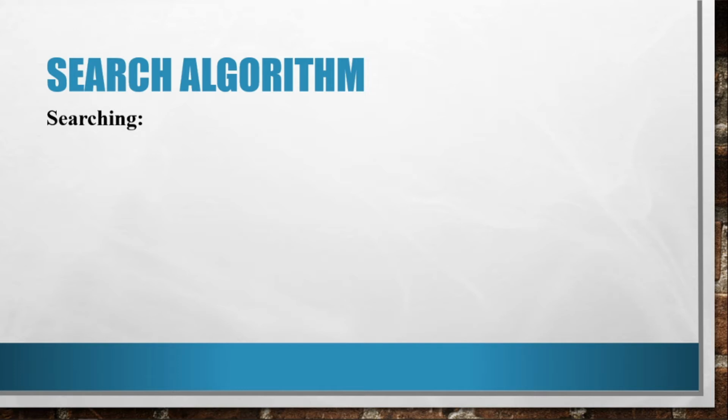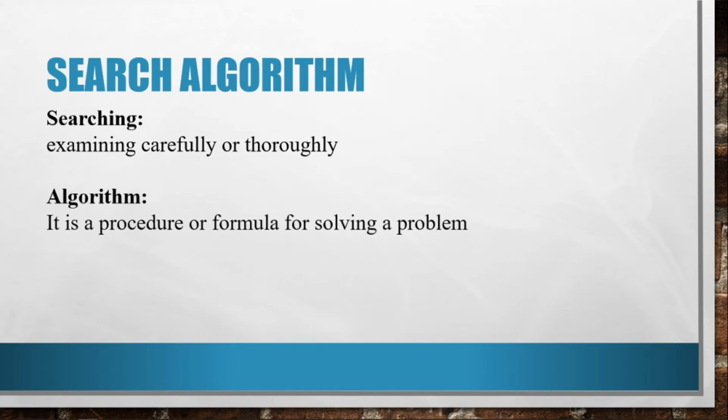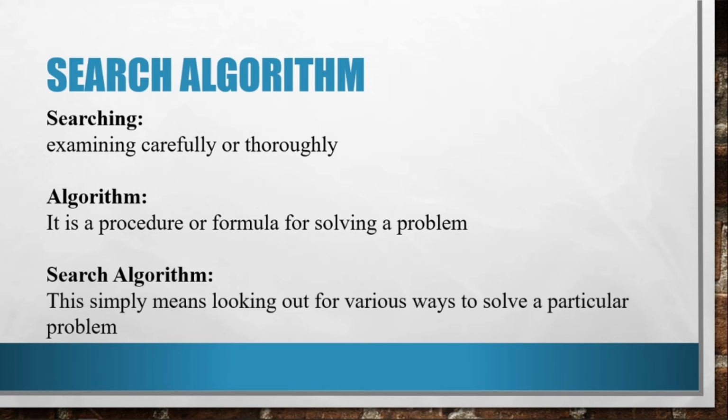The first one is searching. So what is searching? Searching simply means examining carefully or thoroughly, so looking into something carefully or thoroughly. And an algorithm simply means a procedure or formula for solving a particular problem. So what then is a search algorithm? A search algorithm simply means looking out for various ways to solve a particular problem.